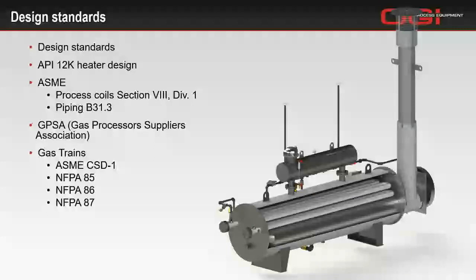And finally, your gas trains should be built to some type of standard. ASME CSD-1 is kind of a basis. This is what boiler manufacturers are complying with for the gas train on their boilers. You can also have NFPA 85, very similar to CSD-1, 86, and then 87 kind of on the high end in terms of additional safeties and redundancy.